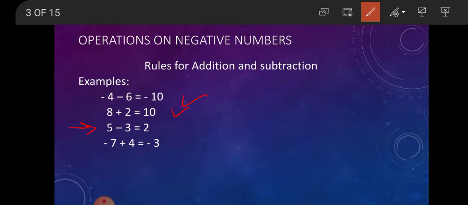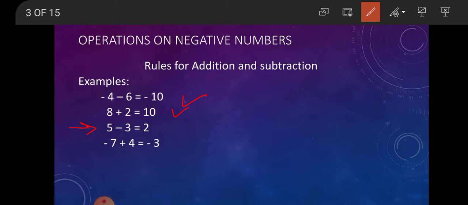Now let's have a look at the fourth and last example here, -7 plus 4. Once again these are numbers with opposite signs. 7 carries a negative sign, whereas 4 carries a positive sign. So according to the rule given on the previous slide, numbers with opposite signs are subtracted. So 7 minus 4 is going to give us 3, and here we have to write a negative sign, because we write the sign of the number whose absolute value is greater. If you ignore the signs and compare 7 and 4, obviously 7 is greater than 4, so we write the sign of 7 with the answer. So the answer is going to be -3 in this case.